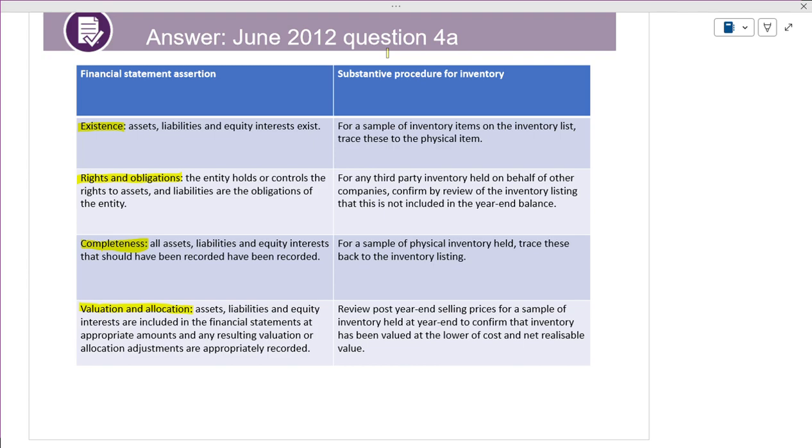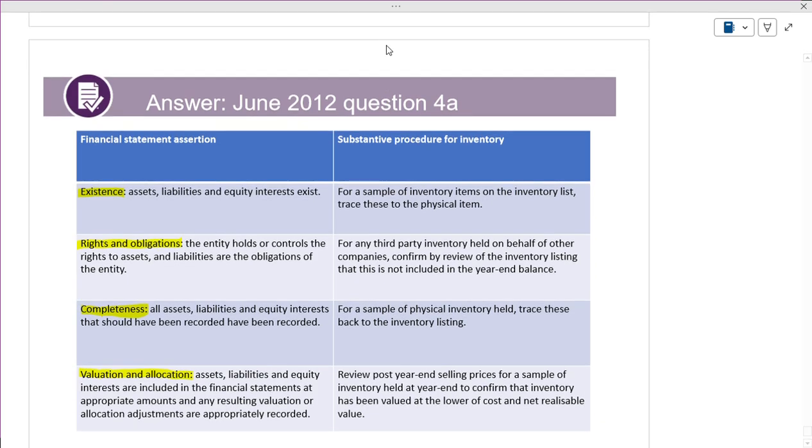Now what happens where they are asking us from the inventory point of view? When they say from the inventory point of view, we have to think from the inventory only. The first part they have mentioned is existence, the same thing: assets, liabilities and equity interest. Now what are we doing about existence, as an example? Existence of inventory.